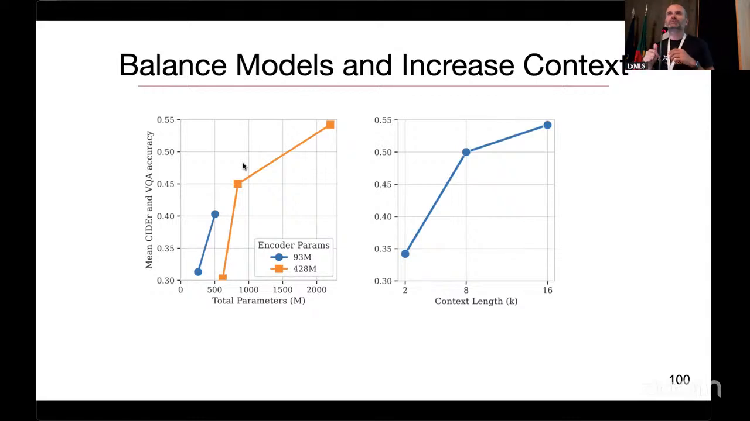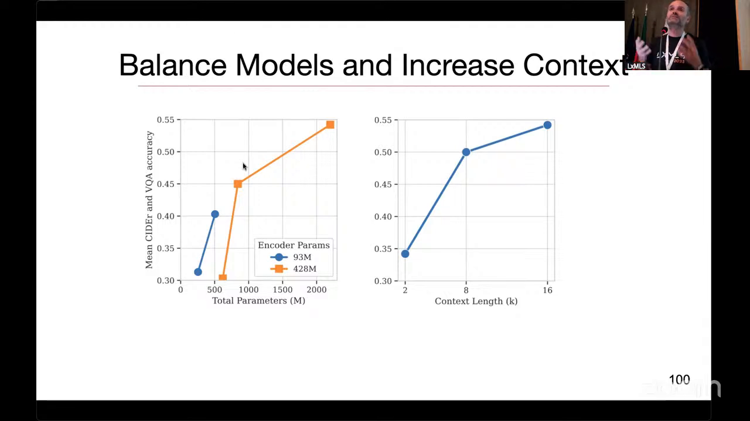So if you think about having a total budget for the size of your vision encoder and your language model, then in the blue bar here, we're showing that if you have a 93 million parameter vision encoder and you mix it with a really small language model, you're throwing away some performance. Whereas if you mix it with a larger language model and the total capacity is closer to 500 million, you can go from 30 to 40 points of performance on CIDEr and VQA accuracy, which is a nice improvement.